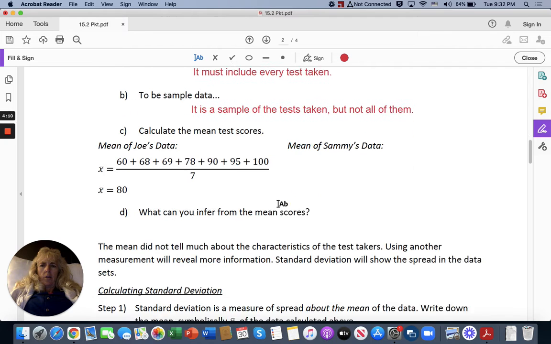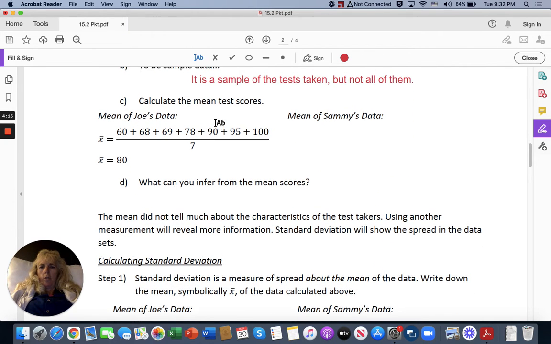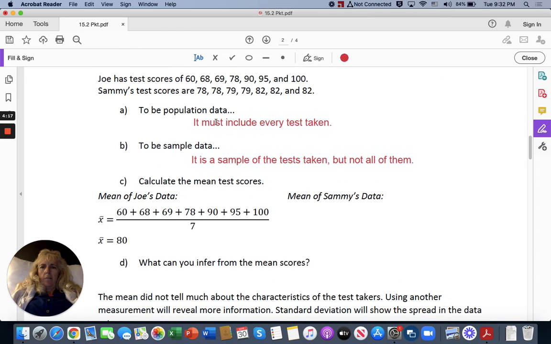Okay, so calculate the mean test scores. So here's the mean of Joe's test data. We go back up here. We added every single one of these all together, and we would divide it by how many tests he took. 1, 2, 3, 4, 5, 6, 7. So that's why we divide it by 7. And again, this is the symbol for mean, or you could also call it x bar, or average, is 80%.